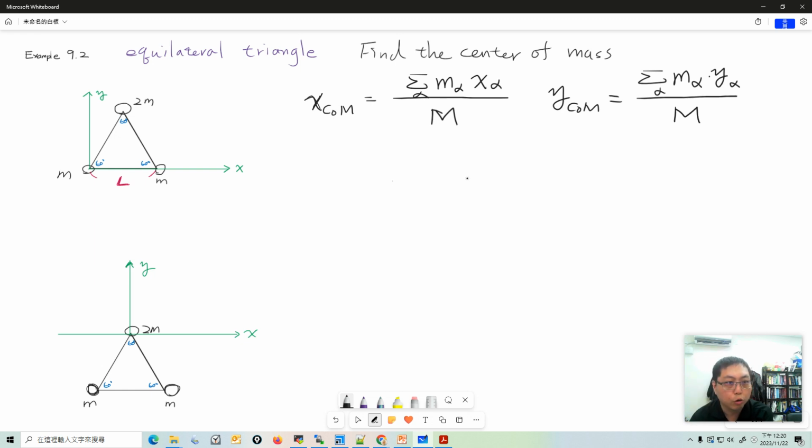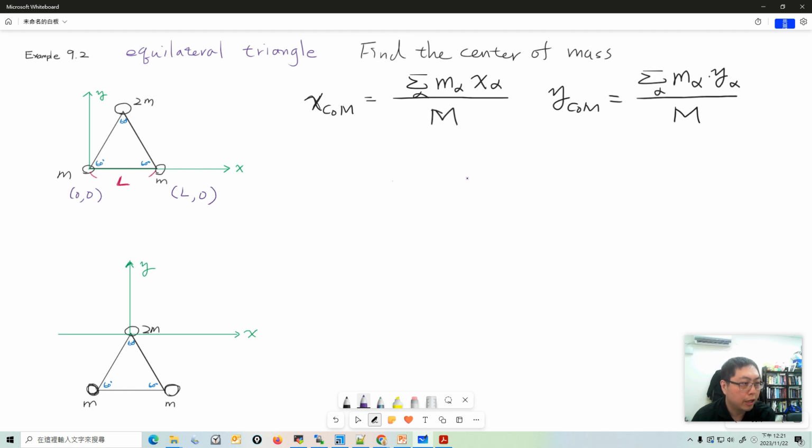Okay, let's try the first system. In the first system, the origin is here, called 0, 0, and one of the masses is sitting on the origin. What's the coordinate of this object? The x coordinate is L and the y coordinate is 0. That's no problem. And what's the coordinate of the third particle?